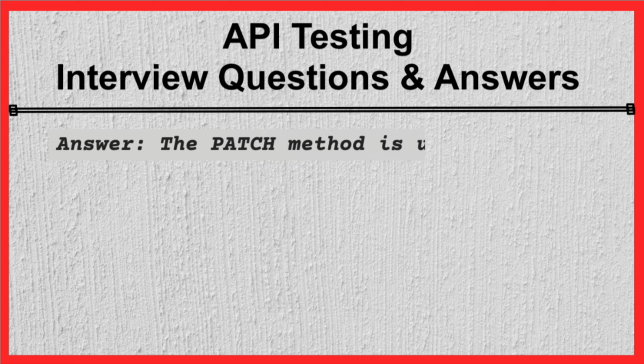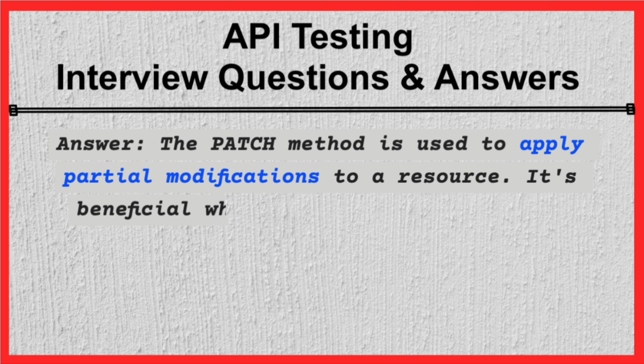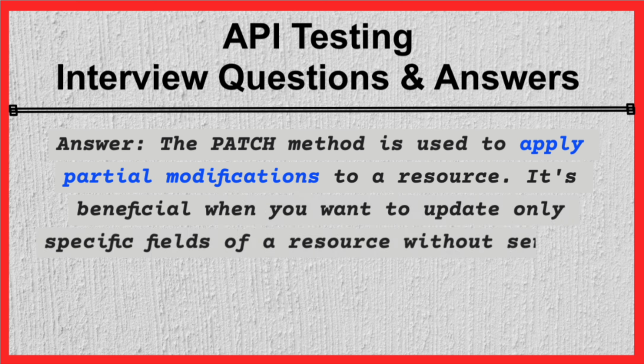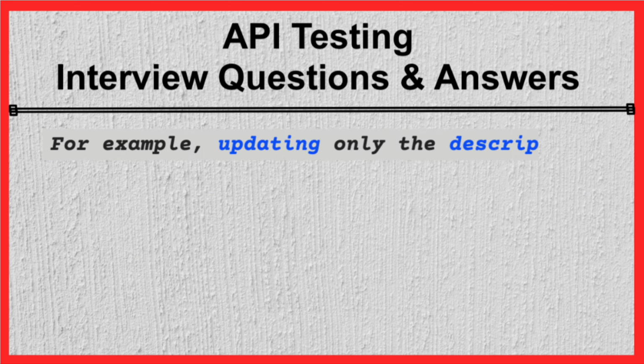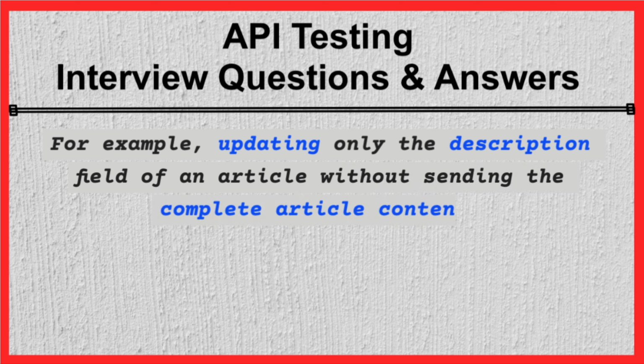4. What is the purpose of the PATCH method in API testing? Answer. The PATCH method is used to apply partial modifications to a resource. It's beneficial when you want to update only specific fields of a resource without sending the entire payload. For example, updating only the description field of an article without sending the complete article content.